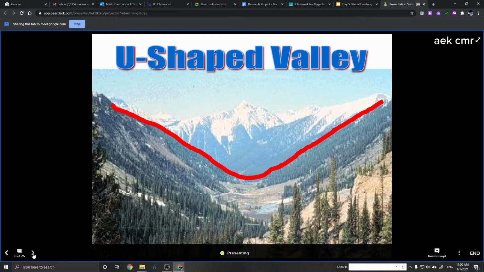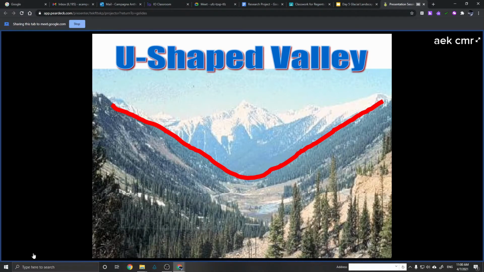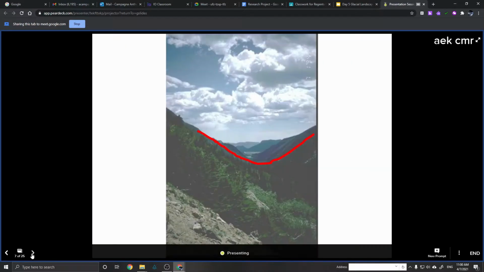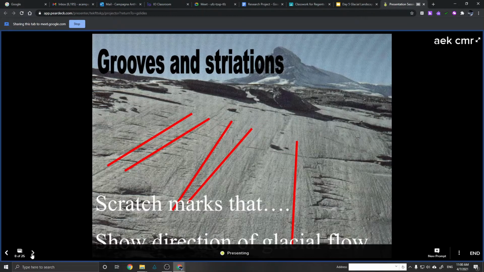One property of glacial valleys is that they are U-shaped. As a glacier comes through, it scoops out that U shape. Originally, they might have started off as a V, but no longer. Grooves and striations, just a review from yesterday. We can see the direction that a glacier traveled in. It's going down off the top of the mountain.